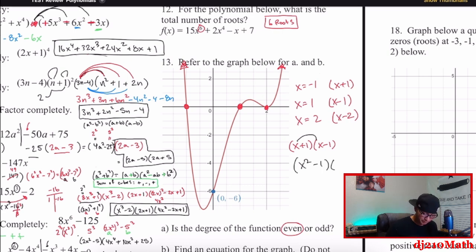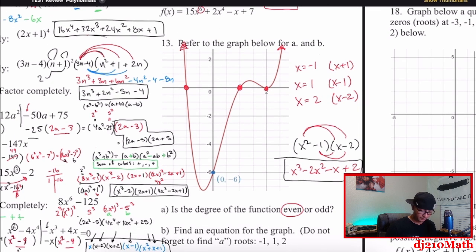I'm going to multiply this by x minus 2. All right, there's no trick here. You have to FOIL this one out. So this is going to be x squared times x is x cubed. x squared times negative 2, negative 2x squared, minus x plus 2. And look, it's already in descending order. There it is. Technically, we got to find a, right? The thing it said not to do, I just almost forgot it.